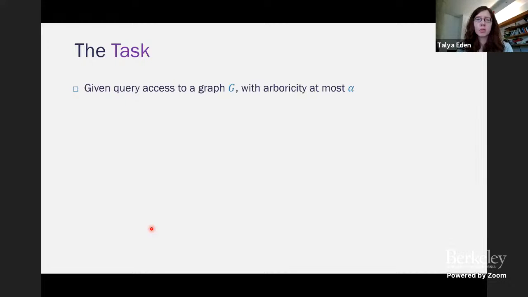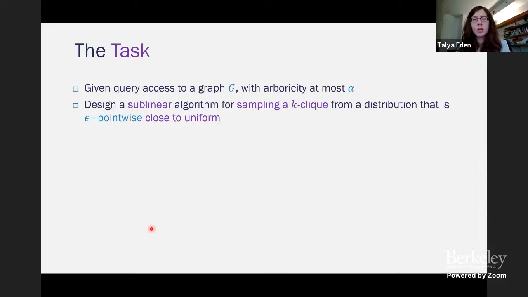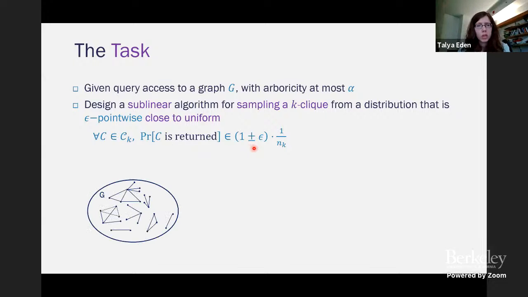We're given query access to a graph G with arboricity at most alpha, and we want to design a sublinear algorithm for sampling a k-clique from a distribution which is epsilon pointwise close to uniform. It means that for any k-clique C in the set of k-cliques, which I denote by C_k, we want its probability to be the returned one to be roughly 1 over n^k. So 1 over n^k, that's the uniform, and we allow it to deviate by a multiplicative factor of 1 plus minus epsilon.